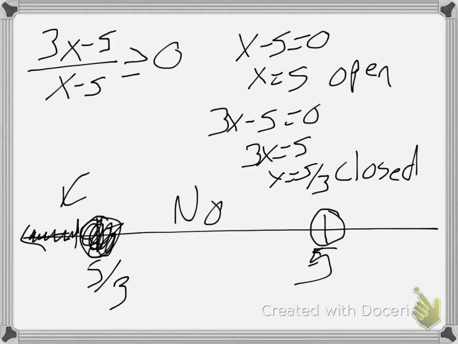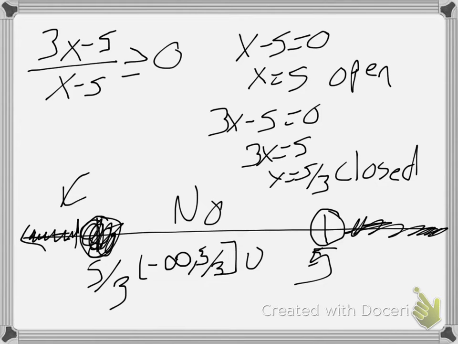Okay, and then what about past 5? Well, we can't do 5, so let's do 6. So we've got a positive divided by a positive, which is a positive, so this is a yes, so we're going to fill that in. And then how do we write this in interval notation? Well, negative infinity to 5/3, and we are including 5/3, union 5 to infinity. Right, that's number 2.